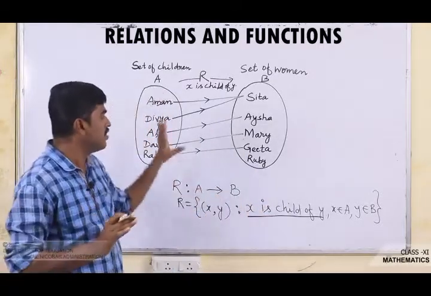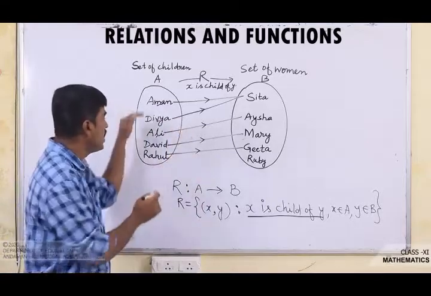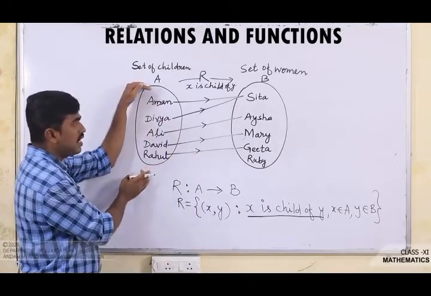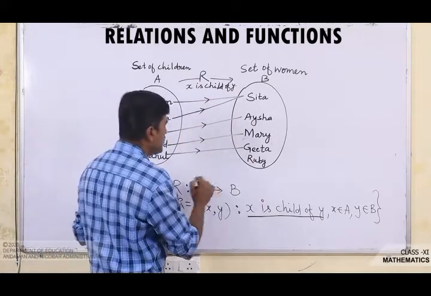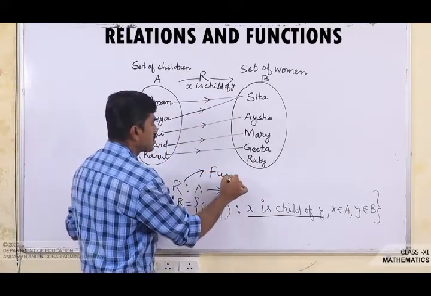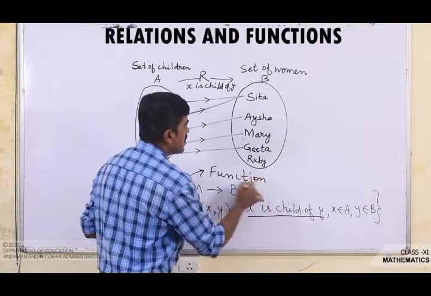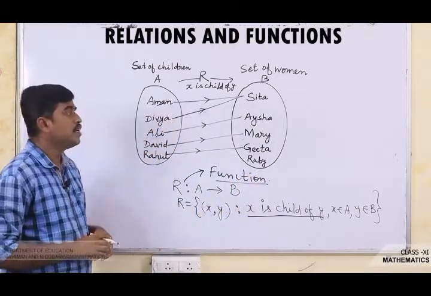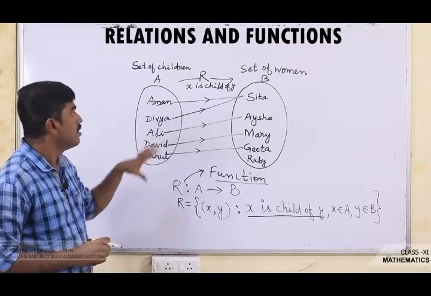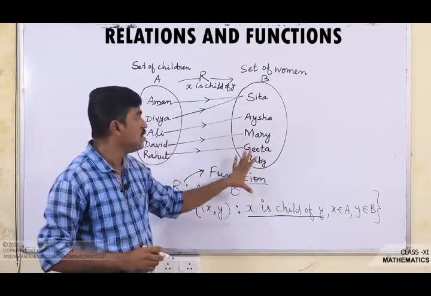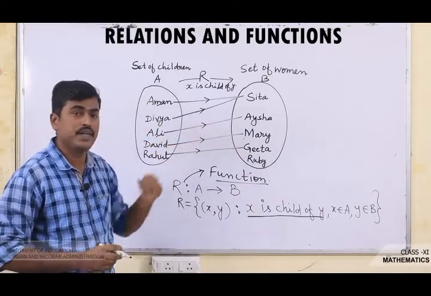So this is the real life example for a function. Here every element of the set A has only one image in set B. So this relation is a function. Now let us come to the domain and range of this relation. This relation is a function, so it has a domain and range.